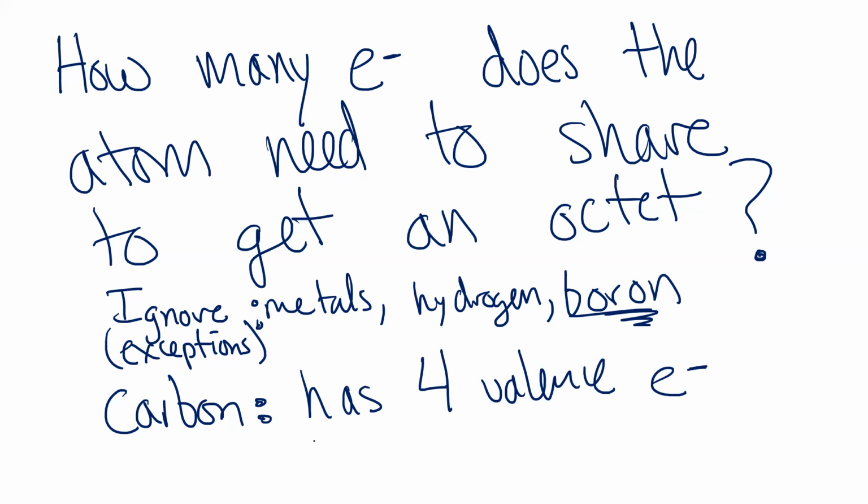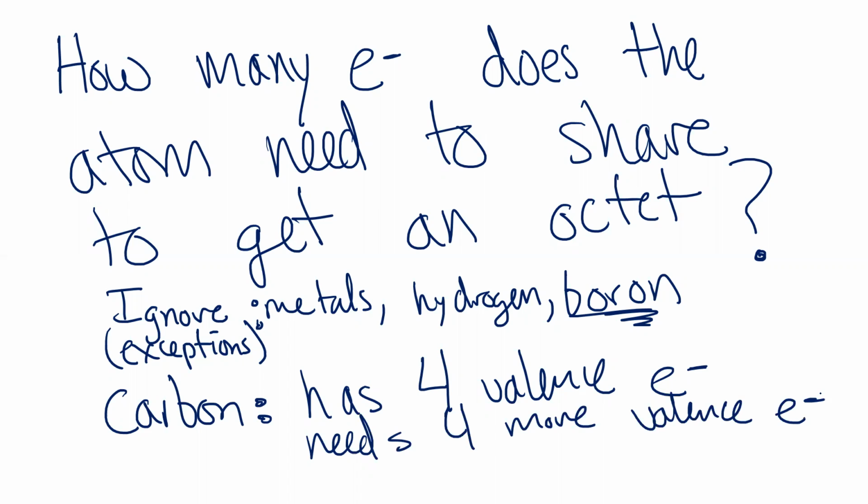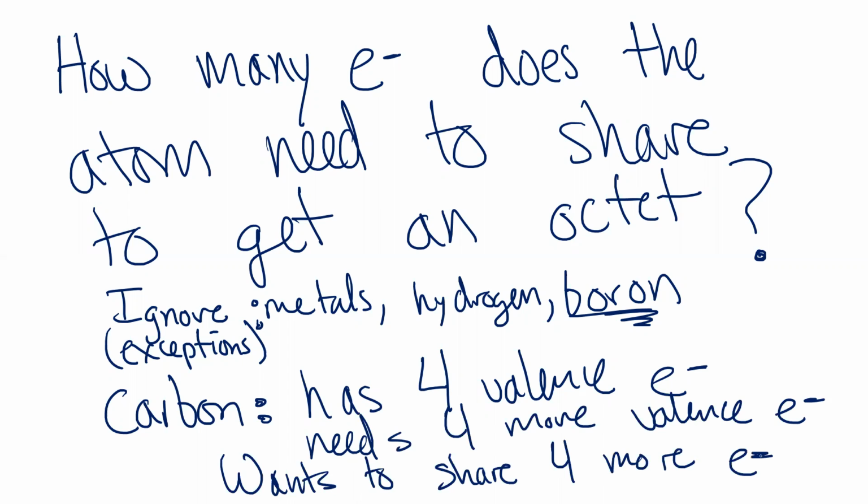Carbon has 4 valence electrons, therefore it needs how many more electrons? It needs 4 more valence electrons. That means it's going to form how many bonds, or how many connections? It wants to share 4 more electrons. And I specify it that way because there are different ways of doing that. Come back to that one.